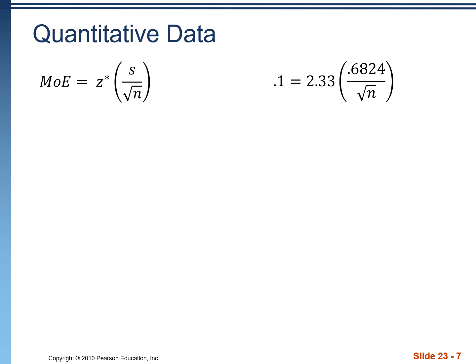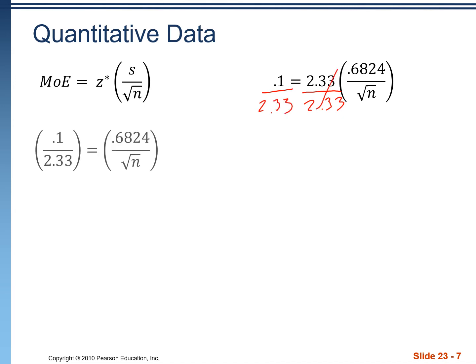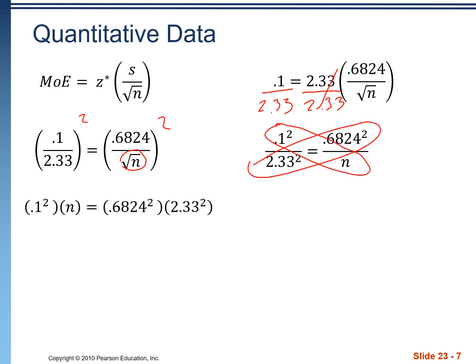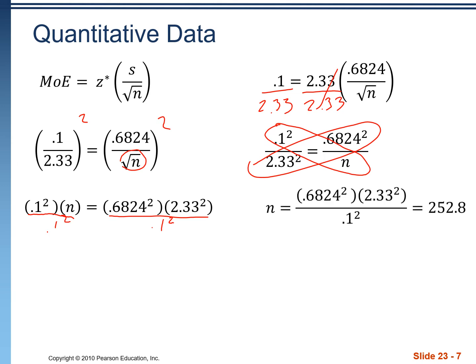Normally I would rearrange this equation before we plug it in, but if you like to plug it right in, we're going to do it that way for this problem. So we want to divide both sides by this 2.33. Move that to the other side, moving everything away from the n. At this point we need to get this n out of the square root. So let's square both sides. We have this. Cross multiply to move the n up to the top, and divide by 0.1 squared. All right, so here's our equation. We get 252.8, and we're always going to round this up.